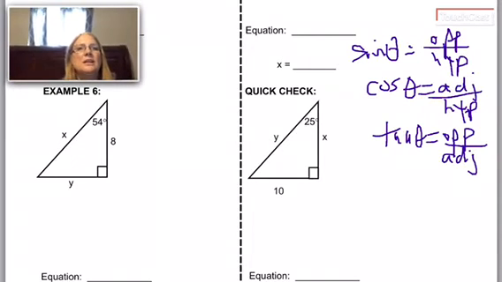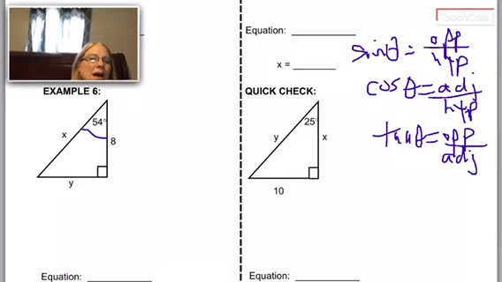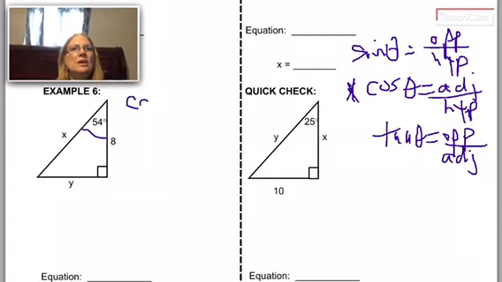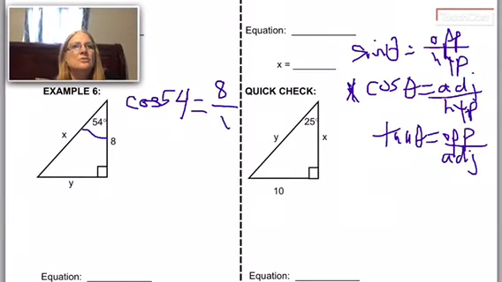Okay, so if I'm looking at 54, well, x is the hypotenuse, and then 8 is the adjacent side if I'm looking at angle 54. So adjacent and hypotenuse is cosine. So I'm going to write my equation. The cosine of 54 degrees equals adjacent 8 over hypotenuse x.